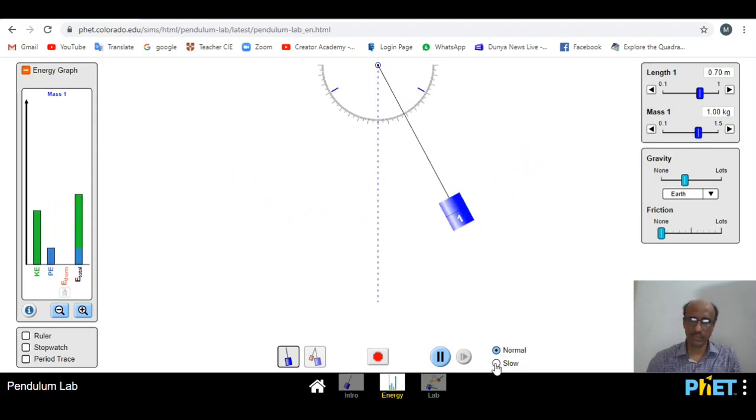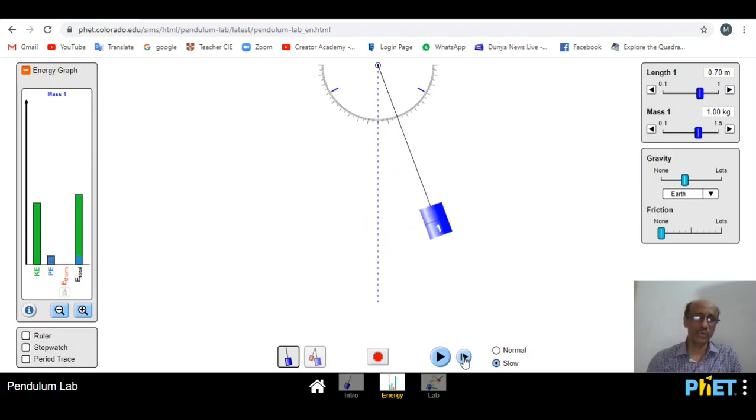Okay, we will slow down the movement. Now observe the graph on the left side. We will move it step by step. At the mean position, you can observe that potential energy is almost zero, but the kinetic energy is maximum, because when it moves from the extreme to the mean position, it has maximum momentum and maximum speed, due to which its kinetic energy is more.